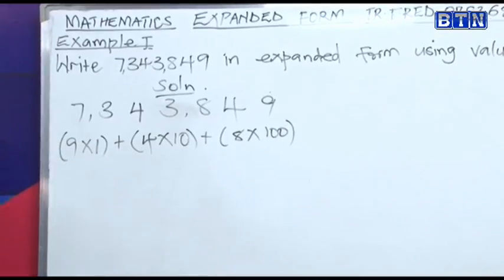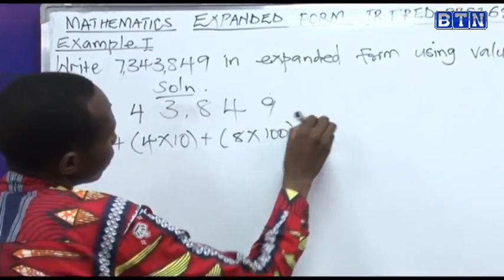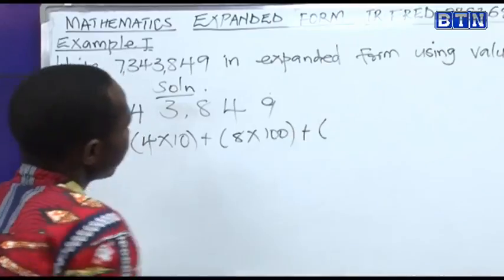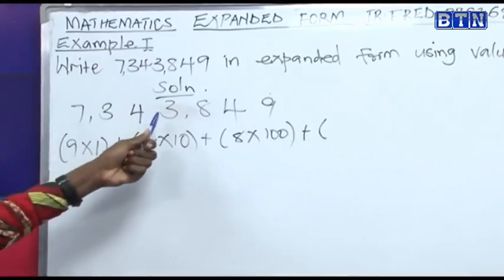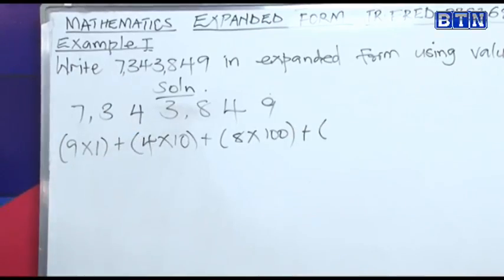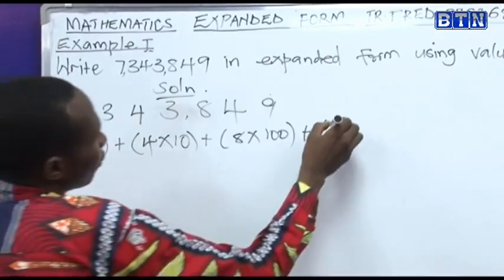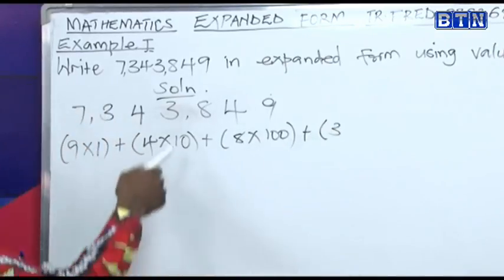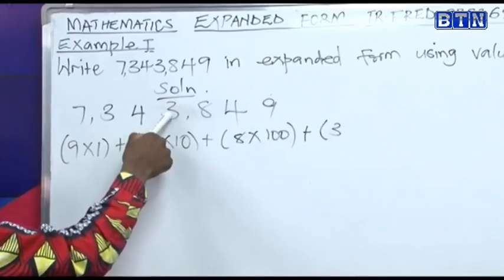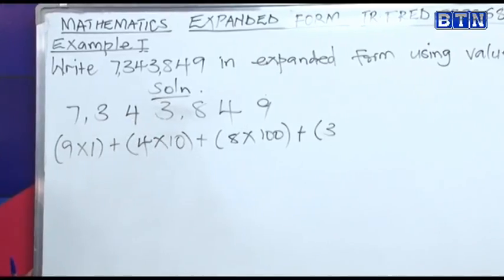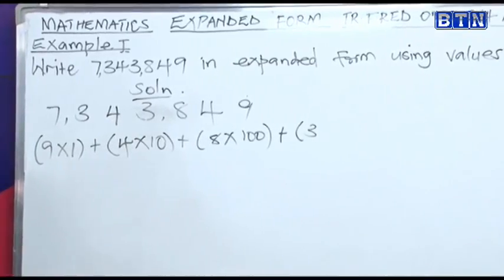After there, then I'll say plus. I'll open brackets. I'll say 3 times its place value. So I'll get my 3, I write it there. Then we look for the place value of 3, and that is 1,000. So we shall multiply.